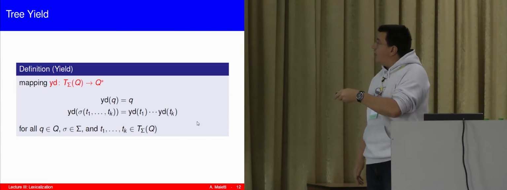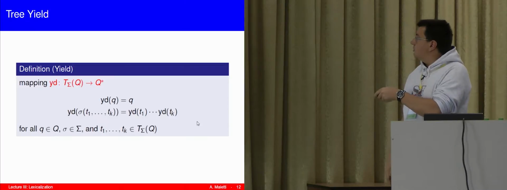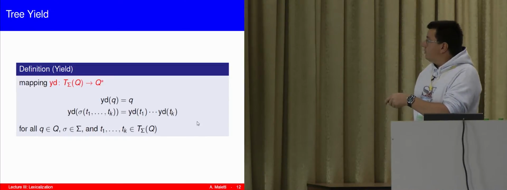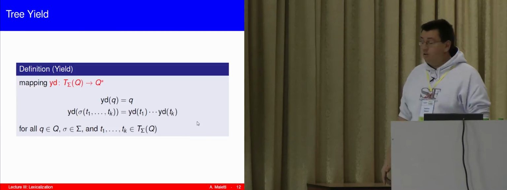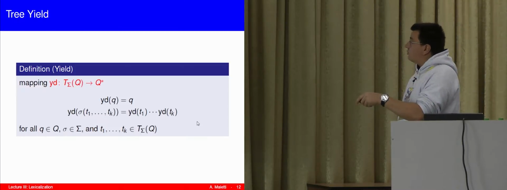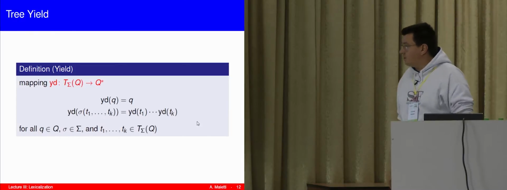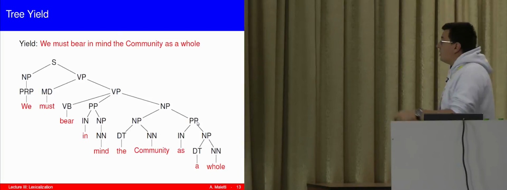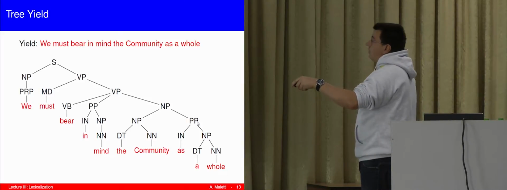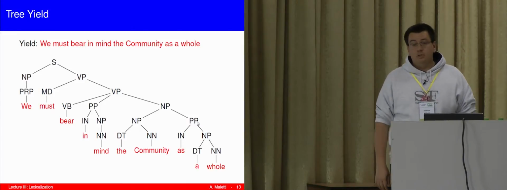So first, there's one minor definition. The yield is simply a mapping from trees to strings of leaves, and the yield of a leaf symbol Q is simply that Q. And if you have a bunch of trees joined under a root symbol, then you just read off the yield of the first subtree up to the yield of the last subtree, and you concatenate all this. The effect of this will be very simple. It will just be reading off the leaves in sequence, left to right. So that's just the yield.